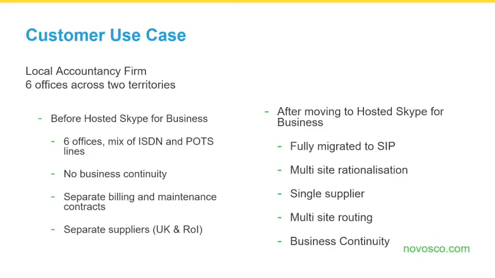After they moved over to us, fully migrated into SIP, they had multi-site rationalization. So all of their numbers come into one platform. We could then route those numbers between sites. If one site was closed for a day or couldn't get in because of the snow like last week, then those calls were automatically failing over to a different office. The customer didn't know a difference. Obviously went into a single supplier, full business continuity as I just explained.